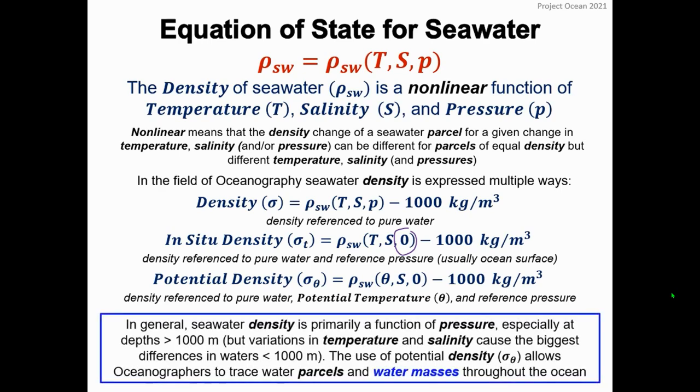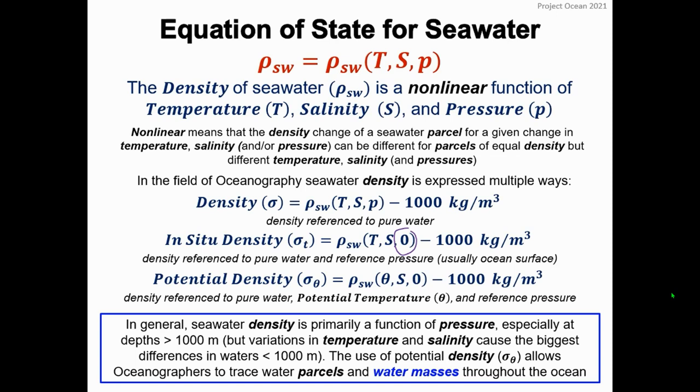Now, in general, seawater density is primarily a function of pressure, especially at depths of 1,000 meters. Kind of makes sense, right? Remember that the ocean water column on average is 3,700 meters deep, but variations in temperature and salinity cause the biggest differences in seawater density in waters less than 1,000 meters. So it's kind of confusing when you hear that.